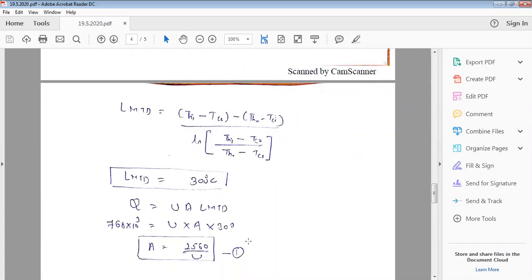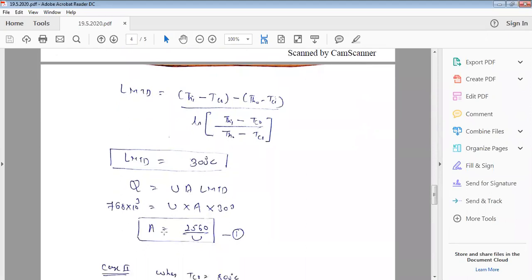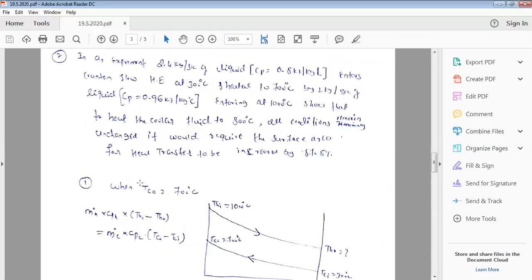Next, again the equation will remain the same: Q equals overall heat transfer coefficient U times area A times LMTD. If I substitute all these values, I calculate the area in terms of U, because the overall heat transfer coefficient is not given. Let it be, we will represent area in terms of U. This is one area we calculated, for when the outlet temperature of water is 700 degrees Celsius.